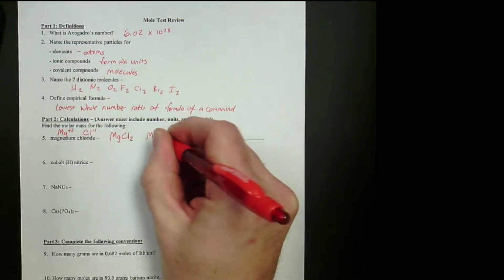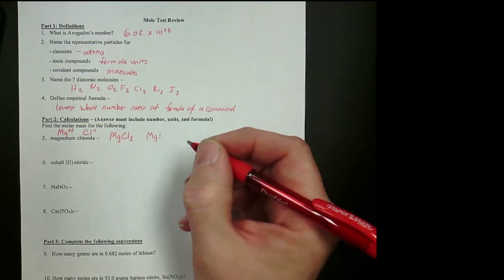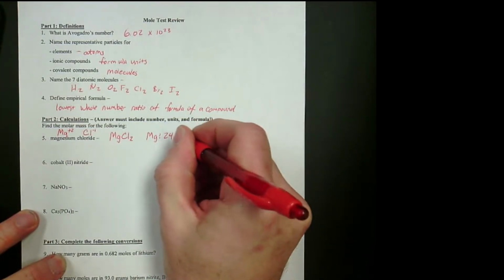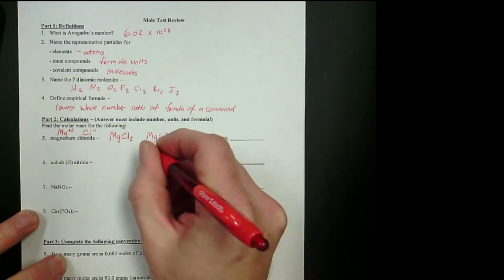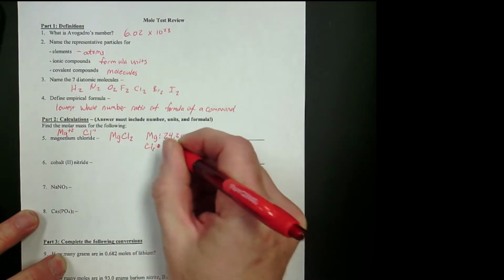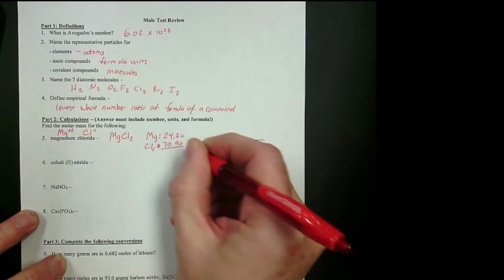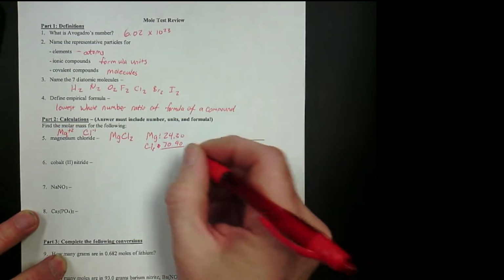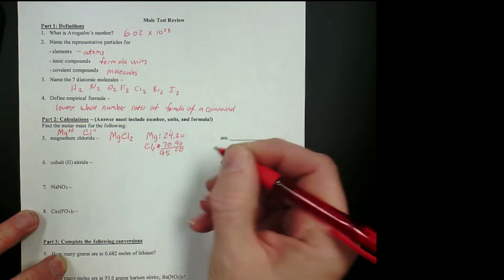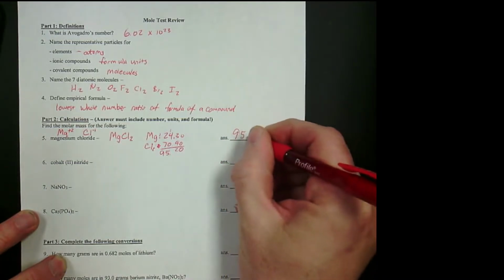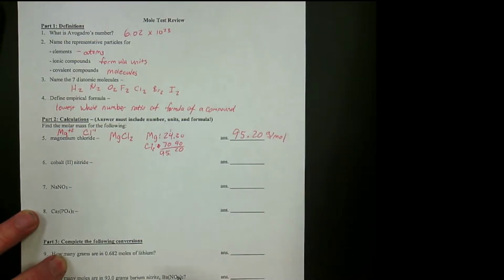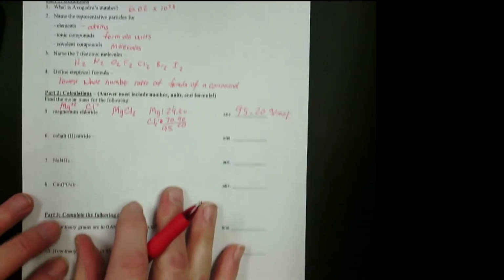So I'll look on the periodic table. Mg's molar mass is 24.30. There's only one of those. Cl, I've got 2 of those. So the mass of the Cl2 is 70.90. All right, I'm going to add those two together. 95.20. This is 95.20 grams per mole. All right, I'm going to skip the next one. You guys can figure that out.